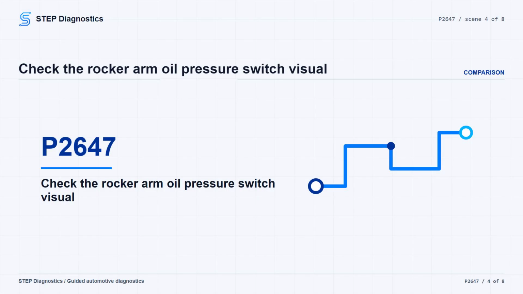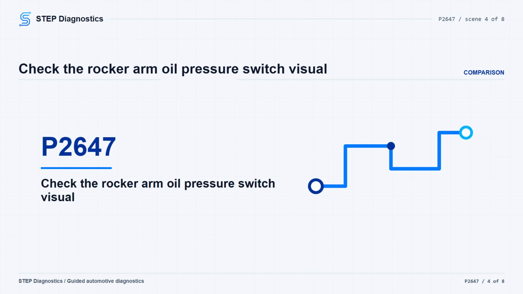With the fault duplicated, turn the ignition OFF or select OFF mode and disconnect the rocker arm oil pressure switch 2P connector. On the switch side of the connector, check continuity between terminal No. 1 and terminal No. 2. This is the internal circuit check for the rocker arm oil pressure switch. If there is continuity, keep going to the VTM wire check. If there is no continuity, replace the rocker arm oil pressure switch.